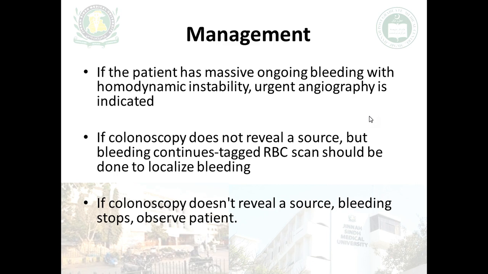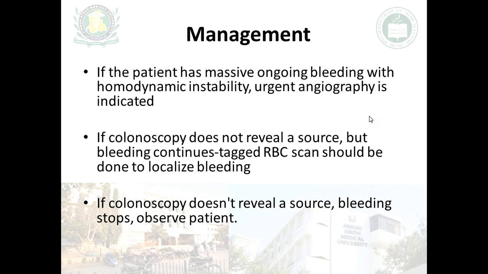Now suppose the patient is coming to you with massive ongoing bleeding with hemodynamic instability. Urgent angiography is indicated. Obviously you cannot go for the other investigations and colonoscopy, so urgent angiography should be done. If colonoscopy does not reveal a source but bleeding continues, then a tagged RBC scan should be done to localize the bleeding. Right? These are the points of management we are going to discuss.